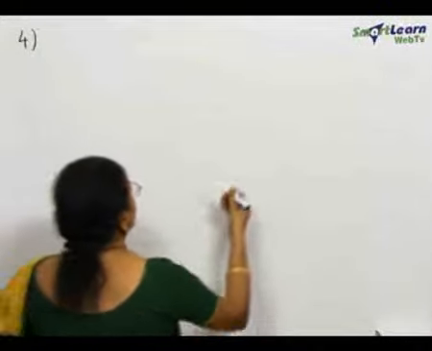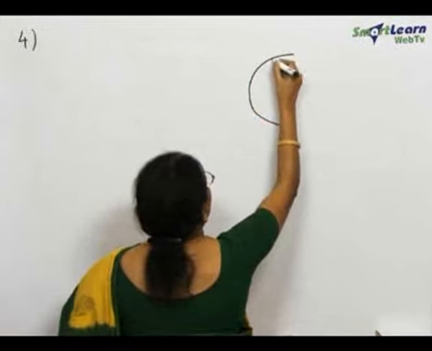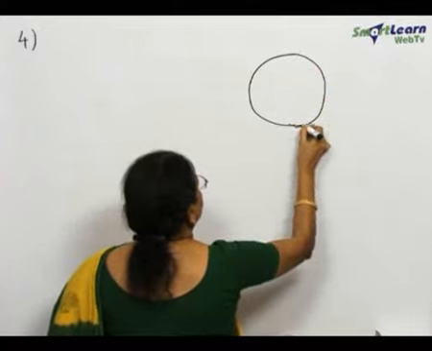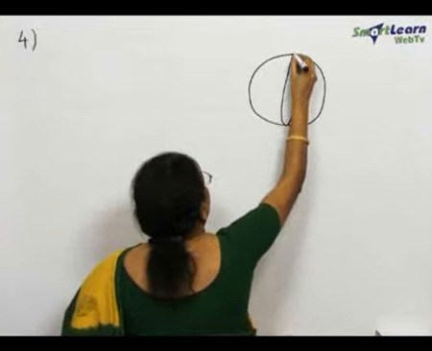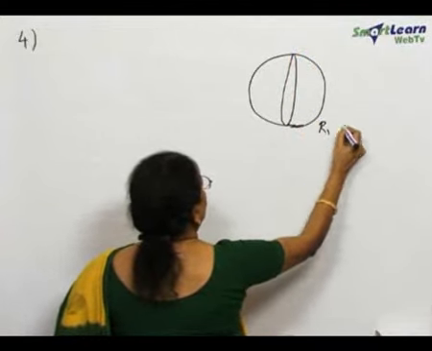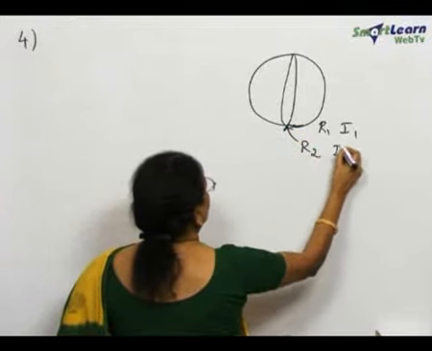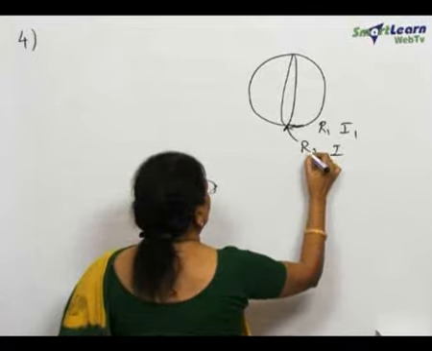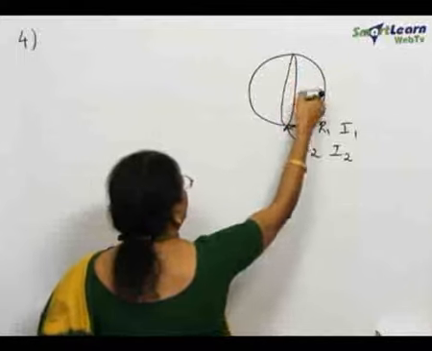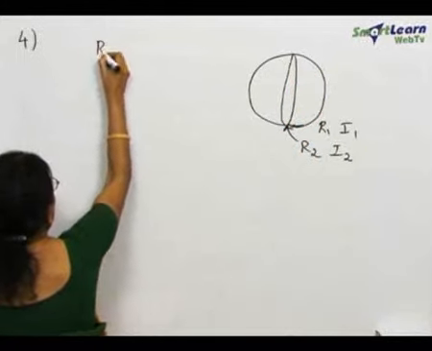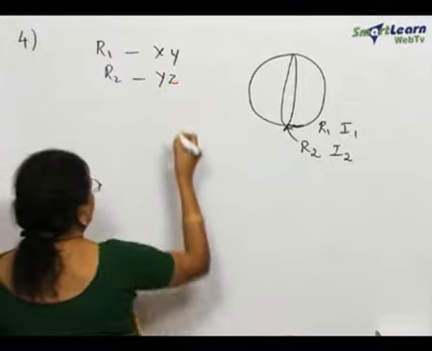First, let us draw the diagram for this case. This is ring 1 having radius R1, carrying current I1. This is ring 2 having radius R2, carrying current I2. This is the xy plane and this is the yz plane. So, ring 1 is in the xy plane and ring 2 is in the yz plane.